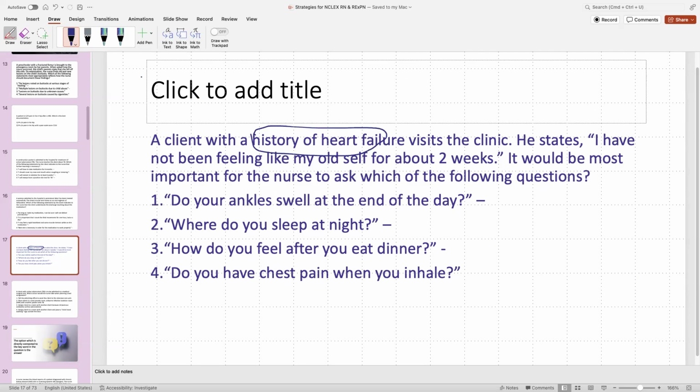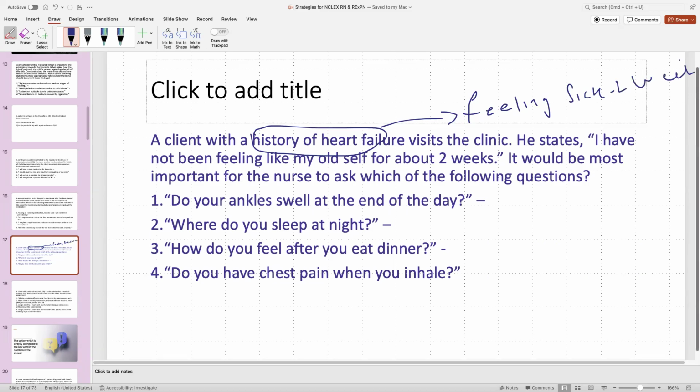Patient is saying, I have not been feeling like my old self for about 2 weeks. Right? What does that mean? I'm not feeling like my old self for 2 weeks, which means that the patient had a history of heart failure, now feeling sick, right? Now feeling sick for 2 weeks. Okay, so that is what the question is about. Having a history of heart failure, now feeling sick for 2 weeks. The question is saying. Okay.